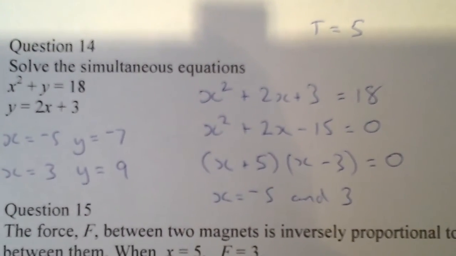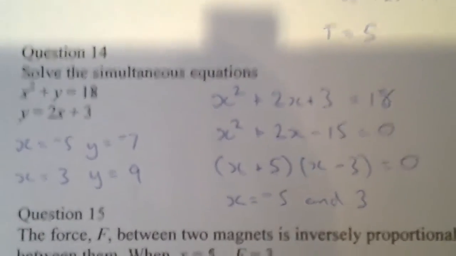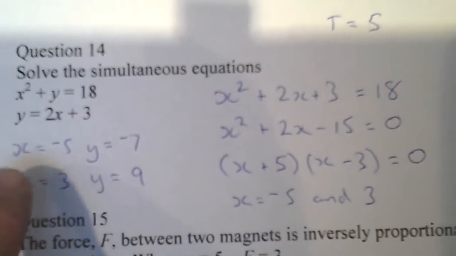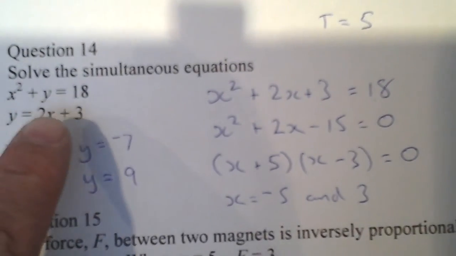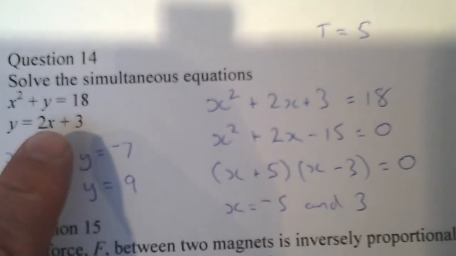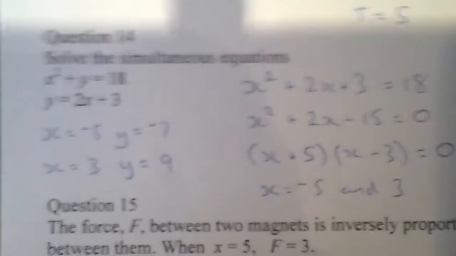x equals negative 5 and x equals 3. And use these back in y equals 2x plus 3. It's this one here. And you see when x is minus 5, it gives you y is minus 7. When x is 3, it gives you y is 9.